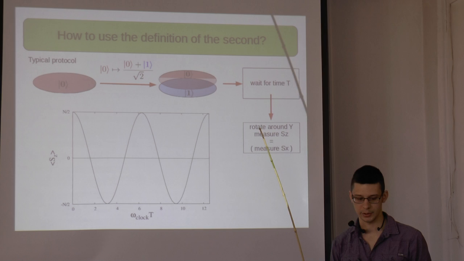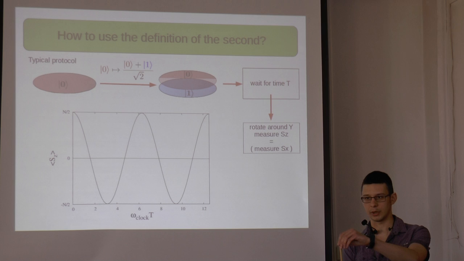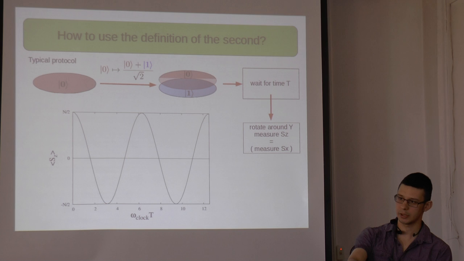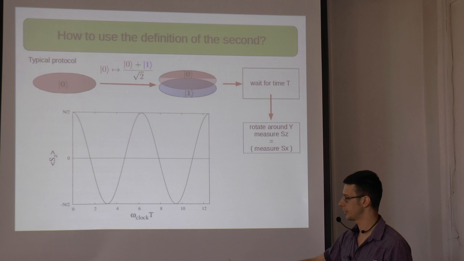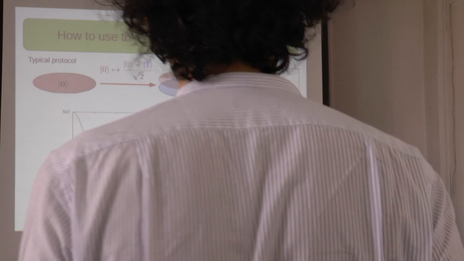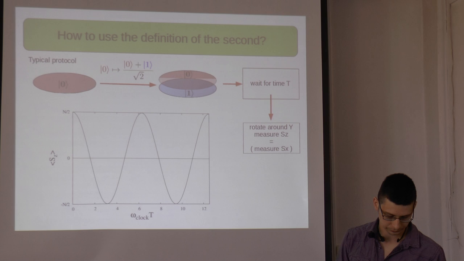For some finite interrogation time, we are doing such an operation that we are taking our atoms from the south pole to the equator. There is some evolution, and then there is the next rotation. And the projection on the Z axis is the values here. So because of this rotation of the state on the equator, we have an oscillation of average SZ. This is the heart of the atomic clock. How to use this in an atomic clock?